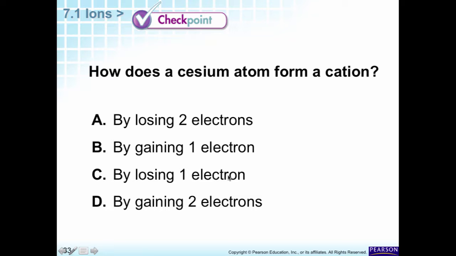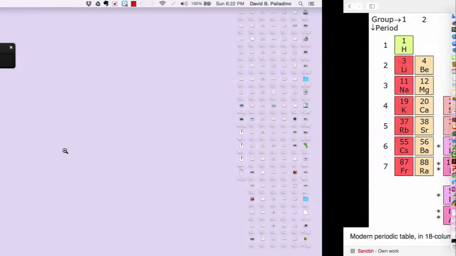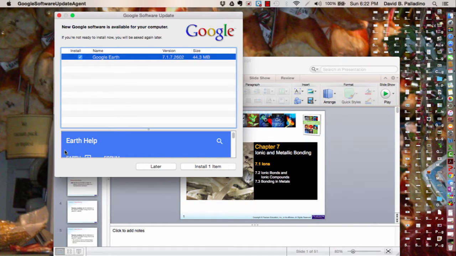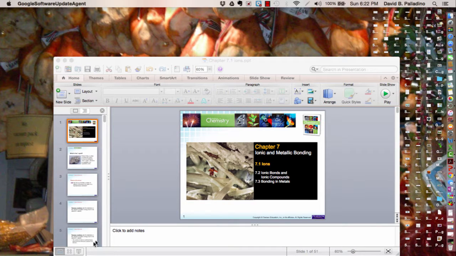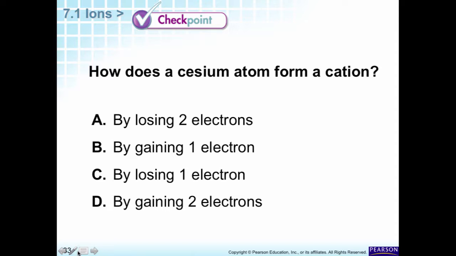Okay, so how does a cesium atom form a cation? Well, let's find it on the periodic table. Cesium is right here. It's in group 1. So it must lose 1 electron, Cs+. Okay?